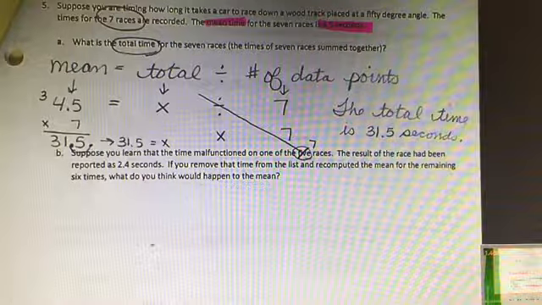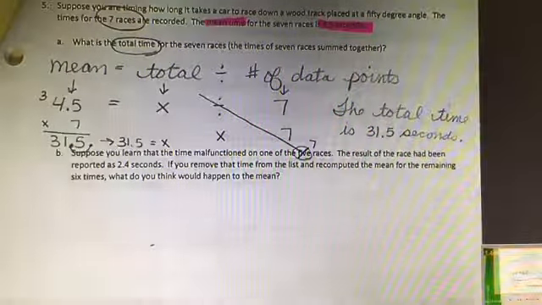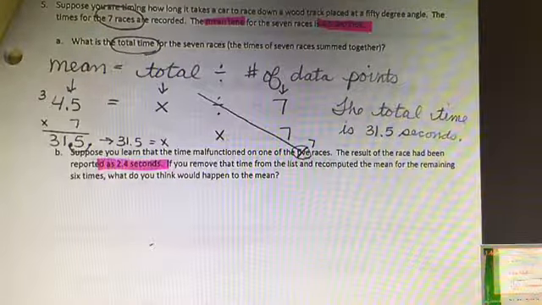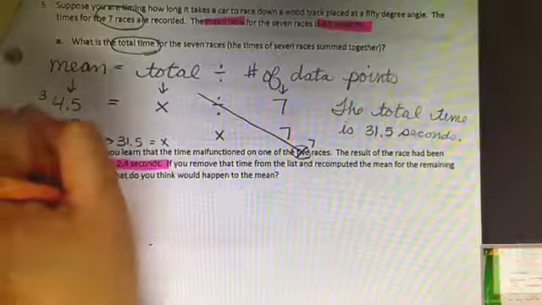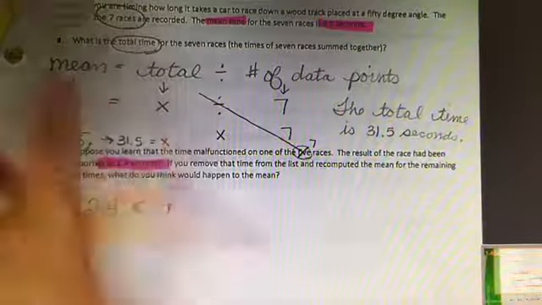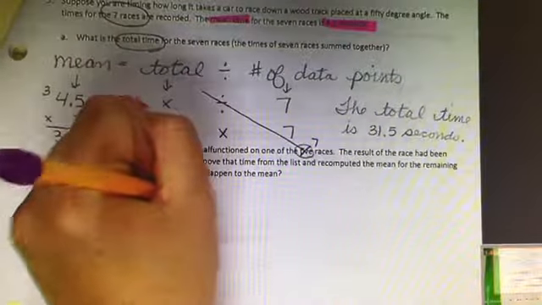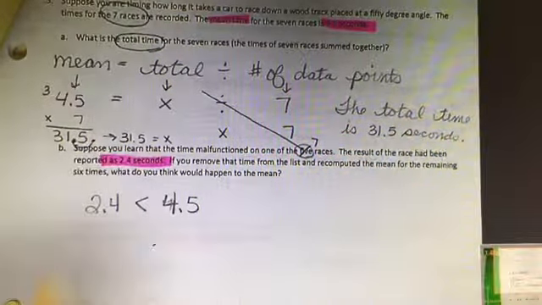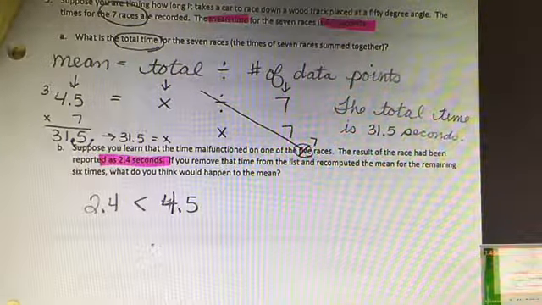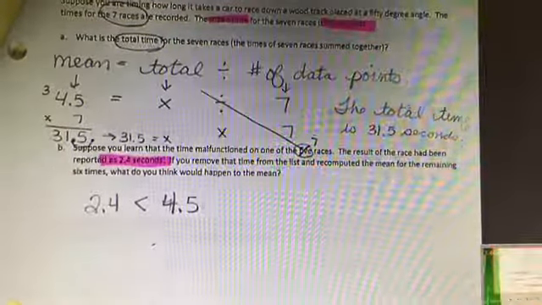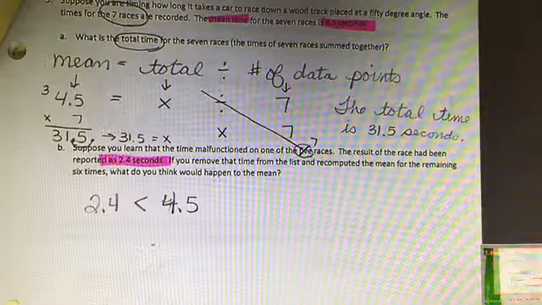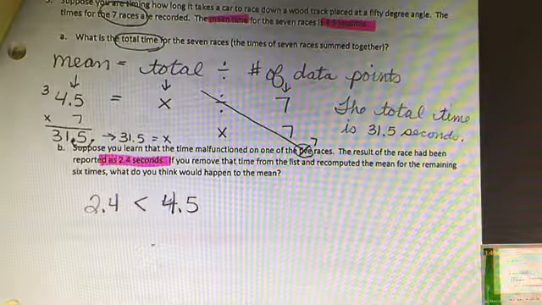Okay, so because of the malfunction, we are taking out the reported 2 and 4/10 seconds. So we're removing that from our data set. 2 and 4/10 is less than the mean. Remember, our mean was 4 and 5/10. Correct? So when I take out a number that is less than the mean, the mean has to go up. I'm getting rid of this small number, so the mean gets bigger. What happens if I got rid of a big number? Then the mean would get smaller.